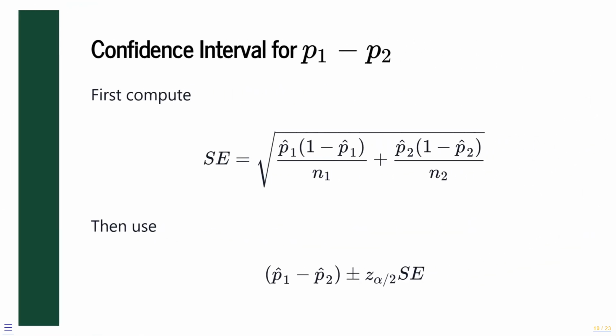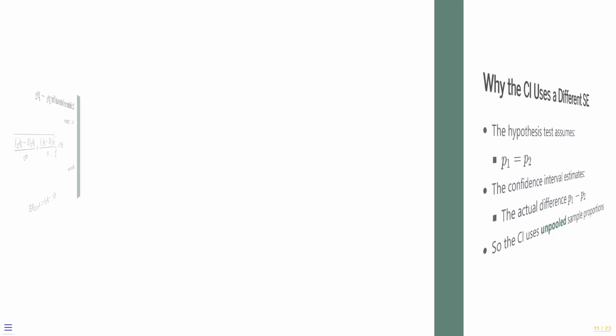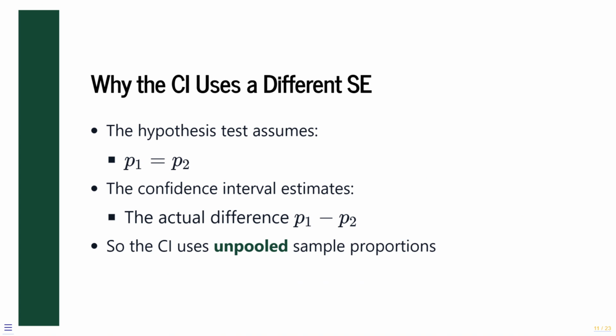For a confidence interval, we switch to an unpooled standard error. That is because the interval is trying to estimate the true difference between the population proportions rather than test the assumption that they are equal.